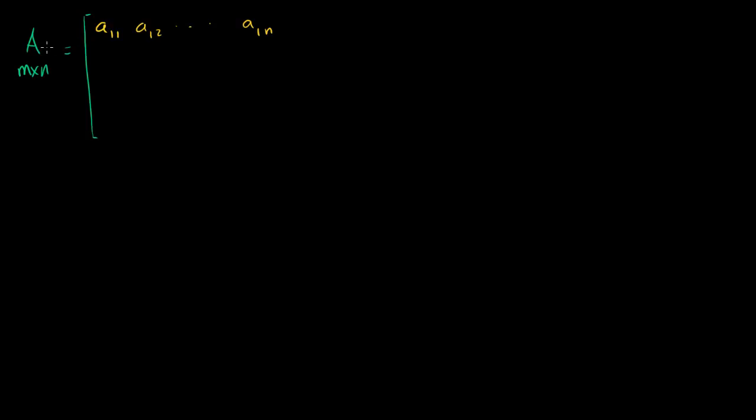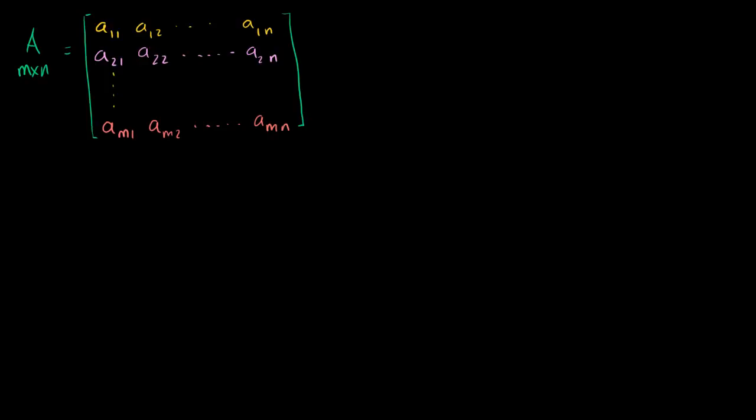And then the second row would look like this: a second row, first column, a second row, second column, all the way to a second row, nth column. And we'll just keep doing that all the way down until you get to the mth row. The mth row would look like this. Each of these are the entries in each of the rows or columns, depending on how you want to look at it. So this is going to be a sub m1, mth row, first column, a sub m2, and you go all the way to a sub mn. This is our matrix right here. That is my matrix A.